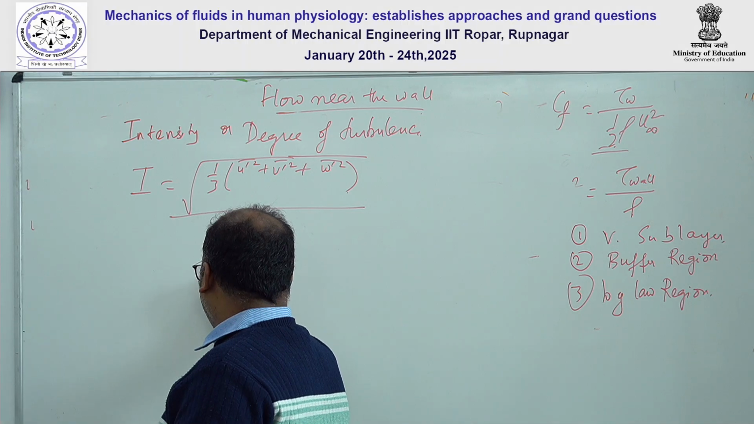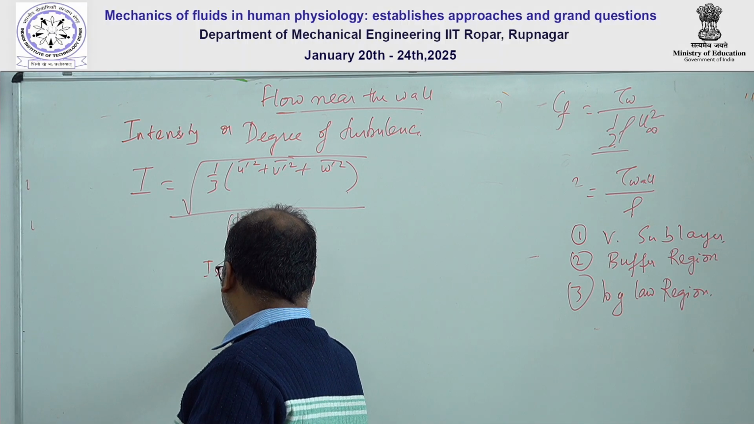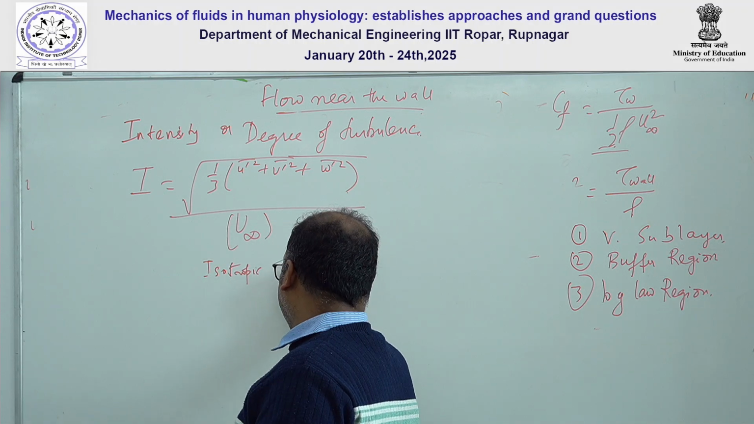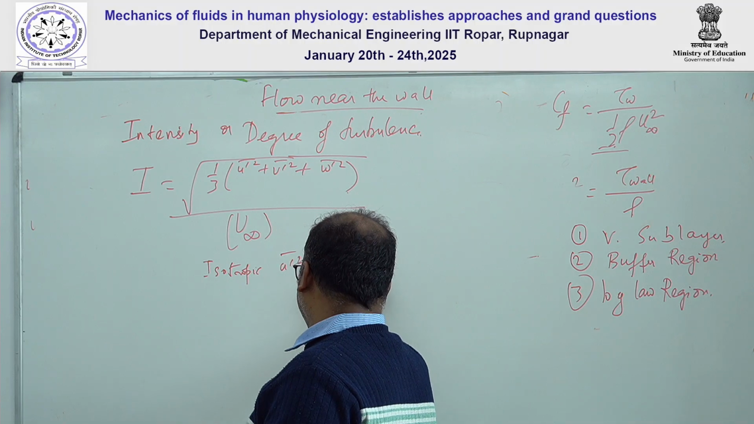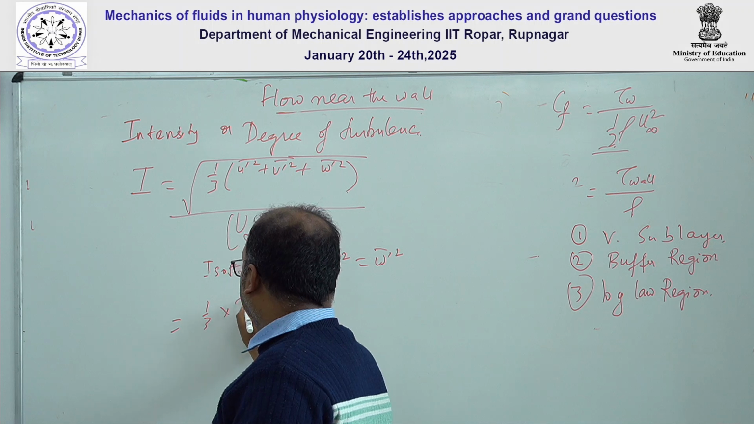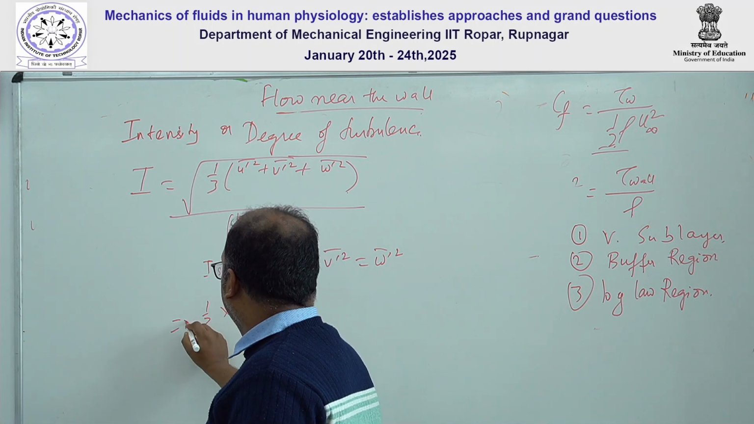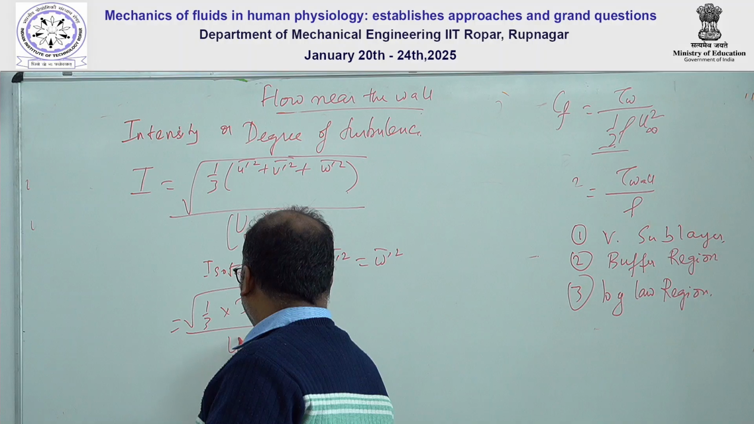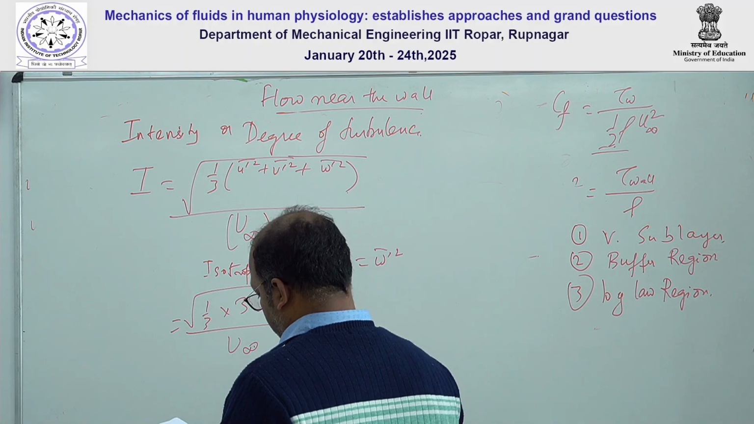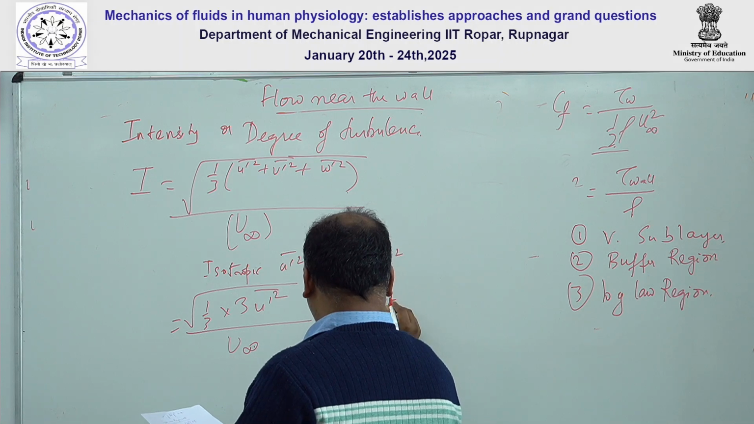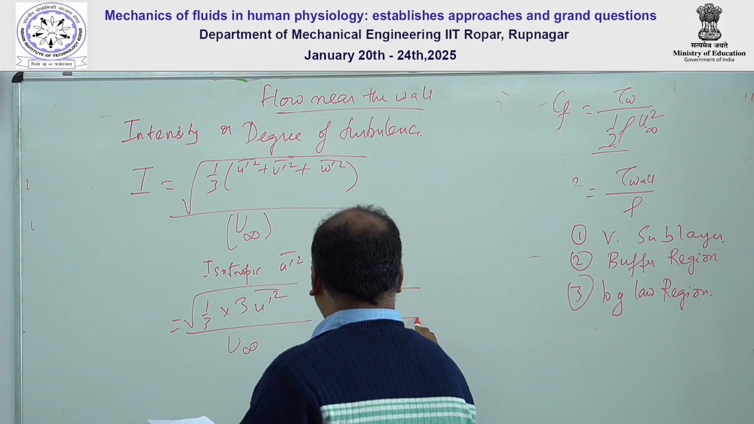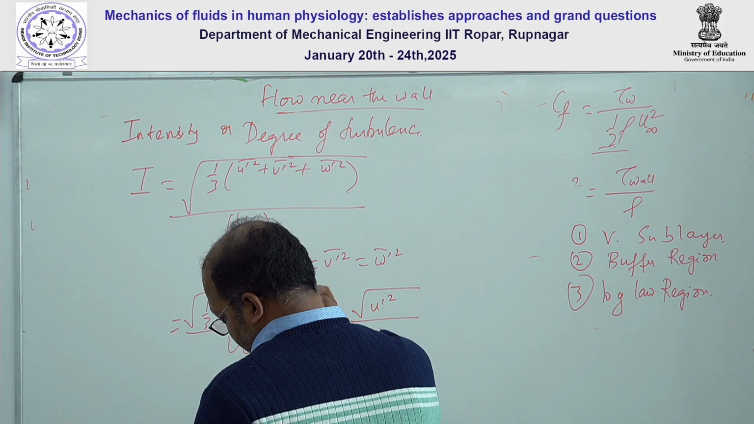In case of isotropic turbulence, by definition, these three quantities are equal to each other. Again, I am reciting the definition. So this quantity becomes 1 by 3 into 3 u dash square, divided by u infinity. So the three cancels out, and eventually it becomes u dash square over u infinity.